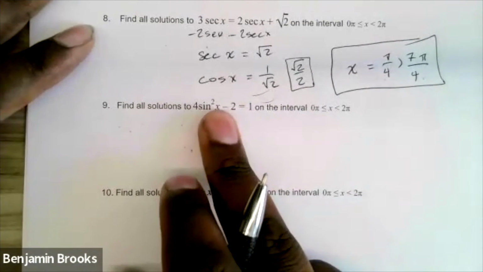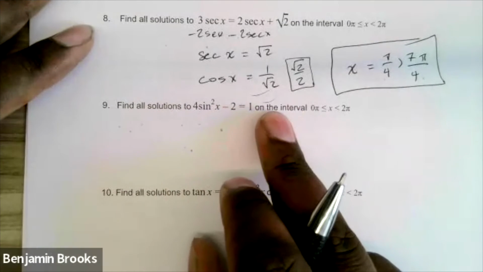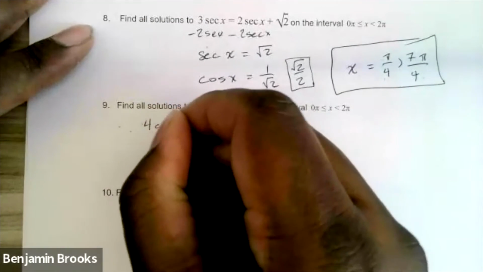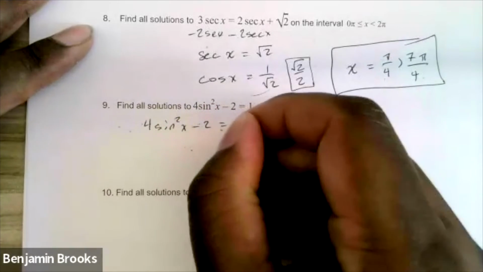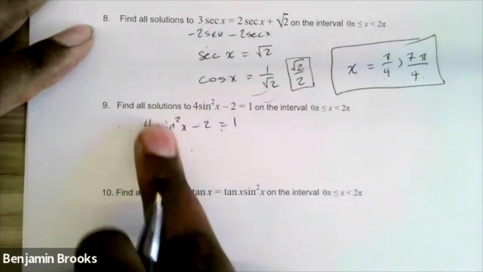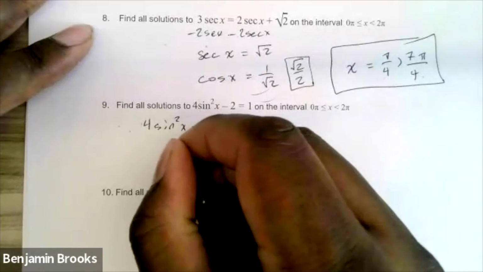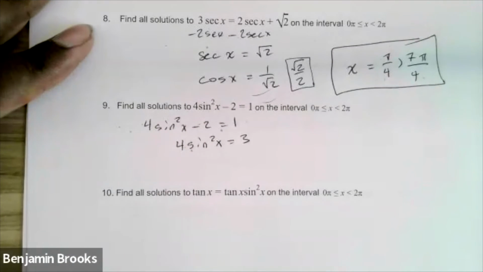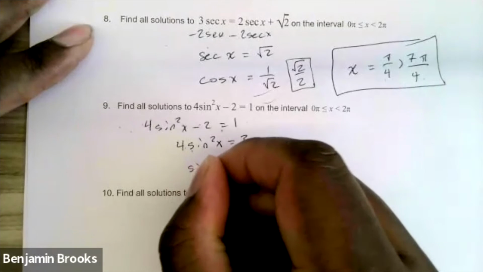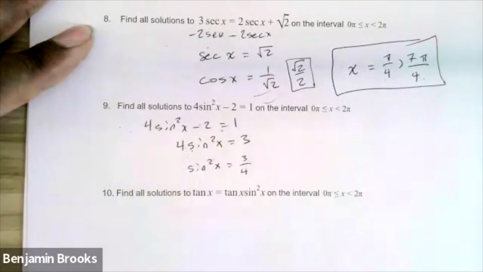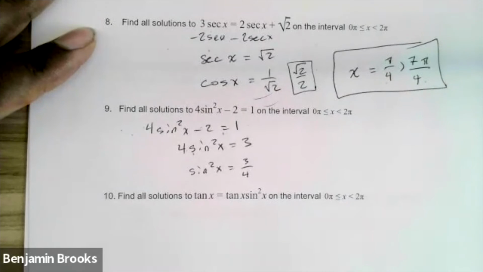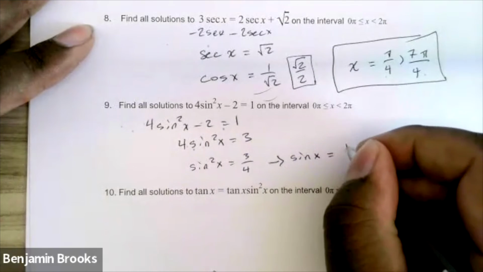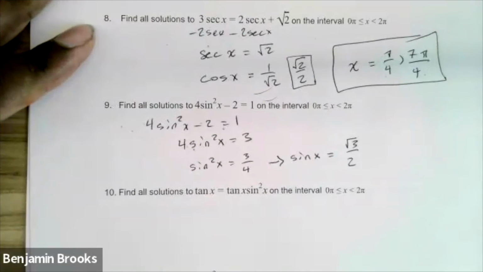All right, find all solutions to 4 sine squared x minus 2 is equal to 1 on this interval. So once again, same idea. We got 4 sine squared x minus 2 equals 1. We want to get that sine squared by itself. So we're going to add 2 to both sides. You end up with 4 sine squared x is equal to 3. Then we're going to divide by 4 on both sides, which gives us sine squared x is equal to 3/4. If we take the square root of both sides, you end up with sine x equals root 3 over 2. But what am I missing here?